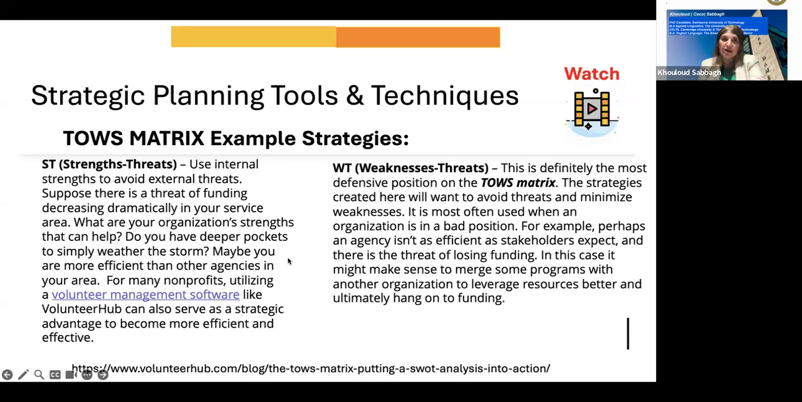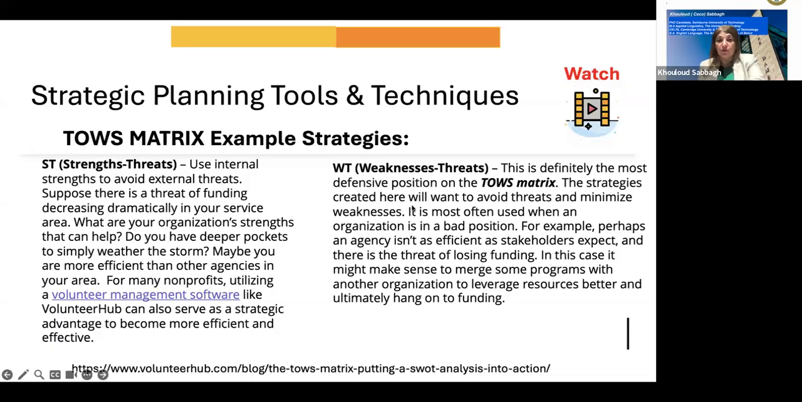So these are just some examples of how you can build strategy out of your SWOT. Okay, so here, for example, you have a strength and you have a threat together. And another example is where you have a weakness and you have a threat. So strength and threat is still good, no? We're still okay.